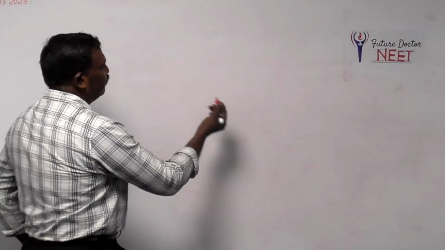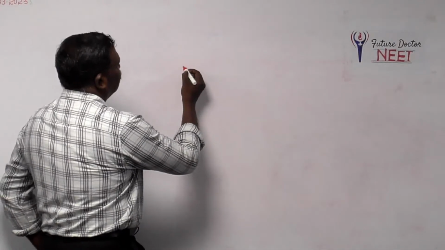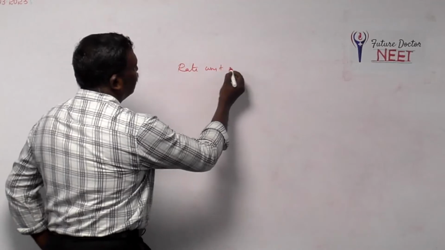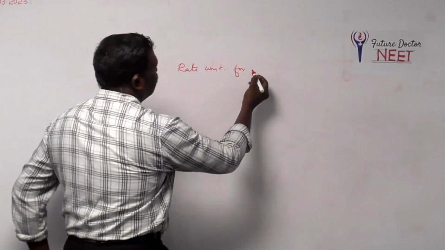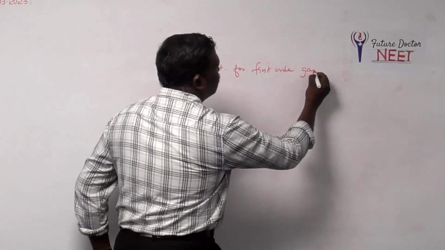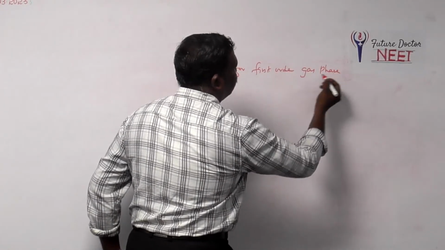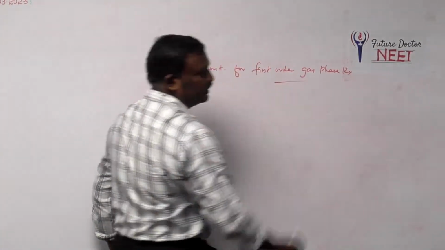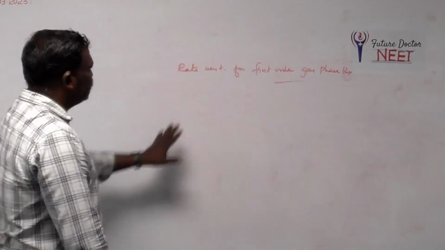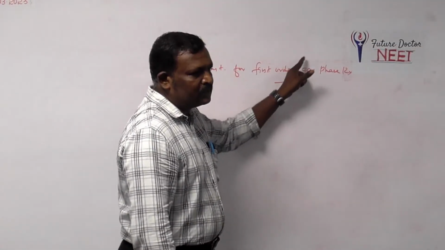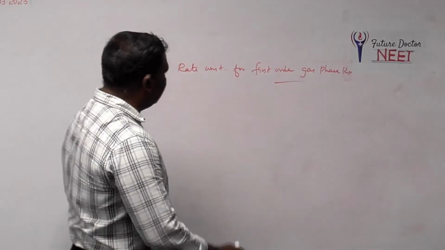Then one more thing. A few topics I'll complete. So, rate constant for first order gas phase reaction. Gas phase reaction is also first order, but the substance is in which phase? Gas state. That's one difference. So just remember the formula.